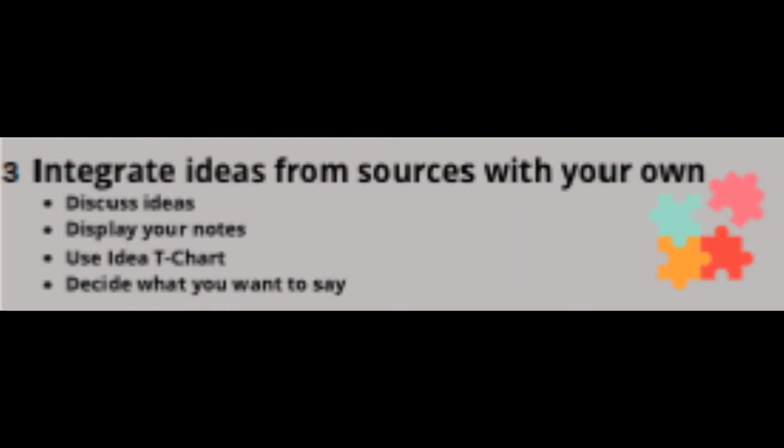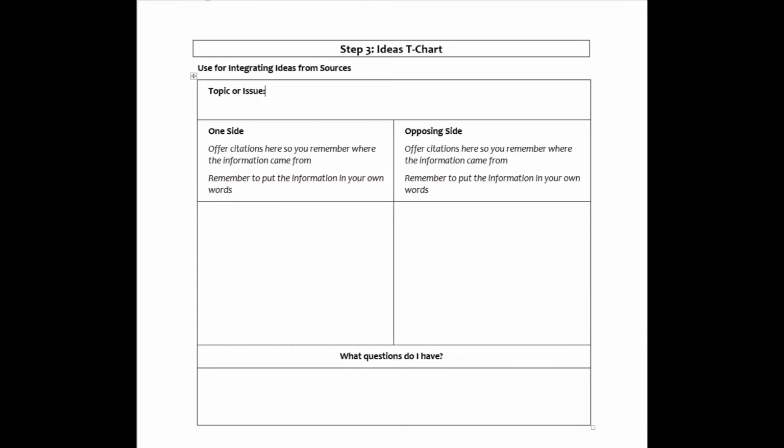The next step is Step 3, integrating sources with your own. This is when students discuss their ideas, look at all of their notes in the GOs, and arrange that information on the ideas T-chart to decide how they want to make their argument in the essay. Here is a blank ideas T-chart. We used it in Step 1 for brainstorming too.